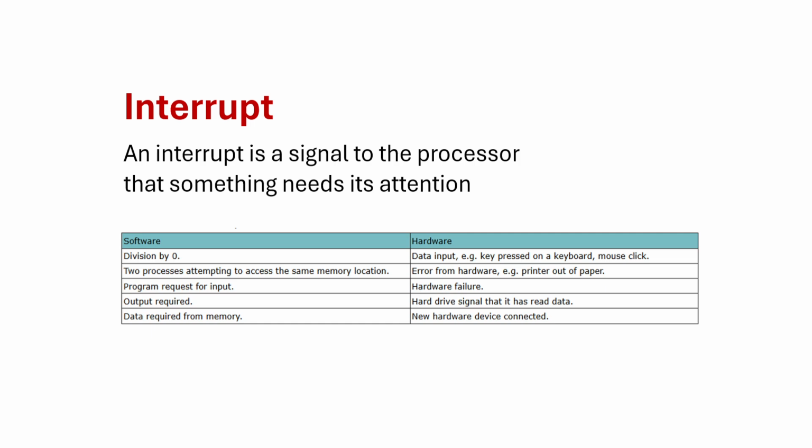So an interrupt is a signal to the processor that something needs its attention. Now you can see here that there's a table with division by zero and two processes attempting to access the same memory location. Those are software, and those are in the specification. And under hardware, you've got data input, for example, a keyboard press or a mouse click, which was from the specification. But you also have these others, so error from the hardware, which is what we said: printer out of paper, printer jam, printer out of ink. There are a number of different things that need the computer's attention while the computer is trying to get on with what it wants to do.